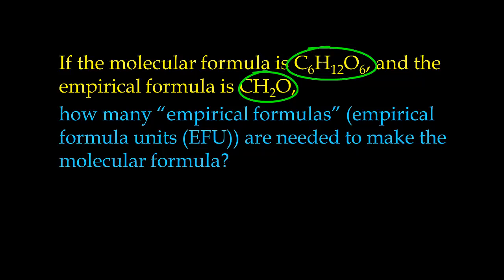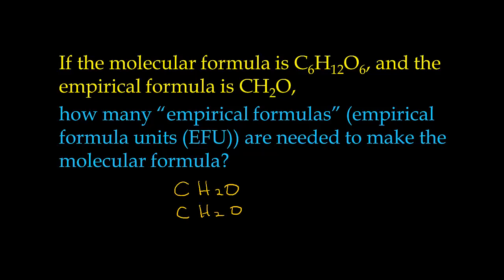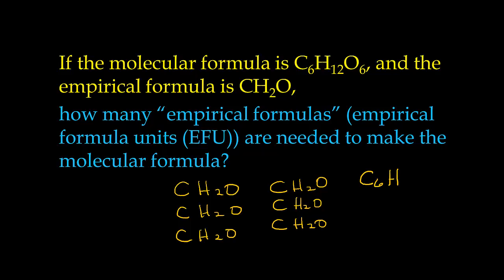Well, we notice there are 6 carbons, so we need 6 carbons in our molecular formula. In order to do that, we would need 6 CH2Os. We've got 1, 2, 3, 4, 5, and 6. And if we combined all of those together, we would have 6 carbons. We would have 12 hydrogens, 2, 4, 6, 8, 10, 12. And we would have 1, 2, 3, 4, 5, 6 oxygens. So there are 6 CH2Os in C6H12O6.